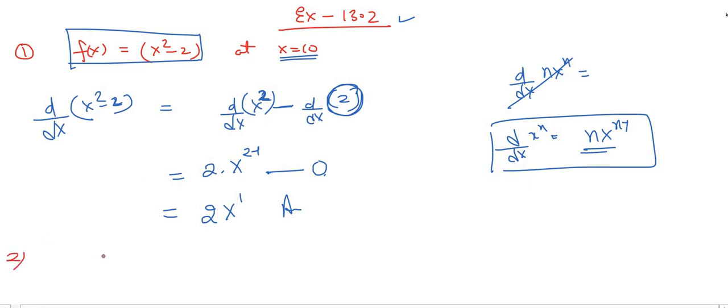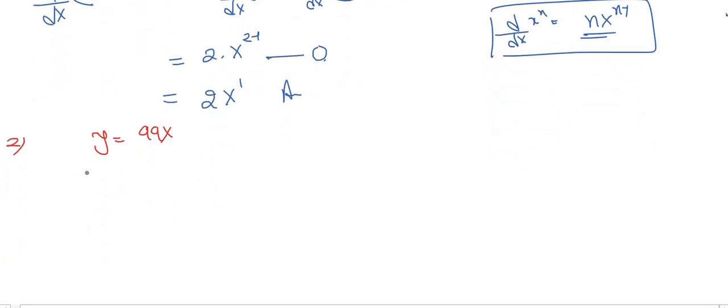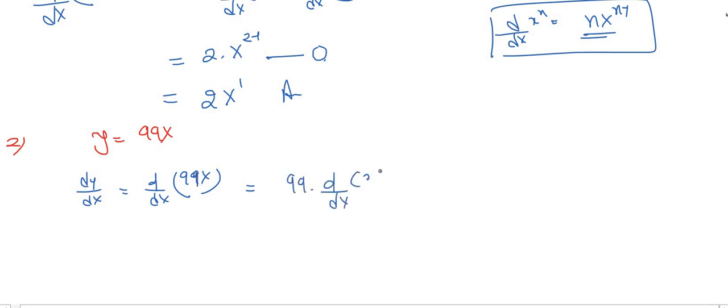Question number 2, look. They are saying find the derivative, y is given as 99x. So what will be the derivative of 99x? See here, dy by dx will be d by dx of 99x. Whenever there is a constant, we take it outside and then differentiate d by dx of x. So 99, and the derivative of x is always 1. Always remember, d by dx of x to the power 1 is always 1.